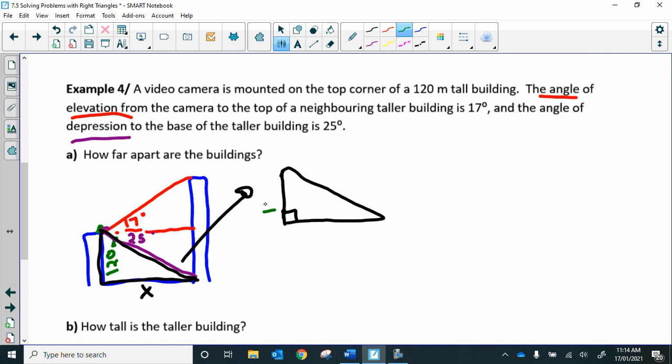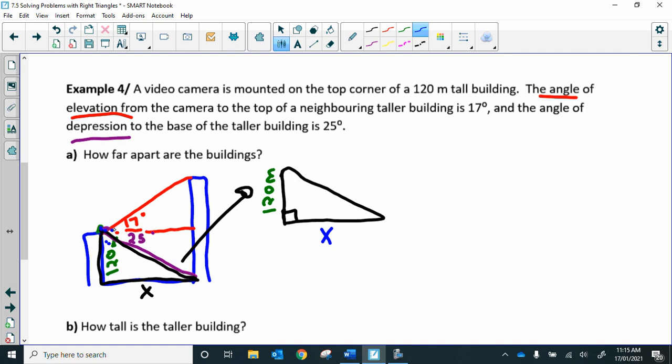So I know this is 120 meters. I know I'm trying to find this value here. And I need some other piece of information. Either I need the side length of the hypotenuse, so I can use the Pythagorean theorem, or I need an angle in there so that I can use the trig ratios. So you need to look at the angles that you're given and try to figure out how you're going to find an angle in this triangle.